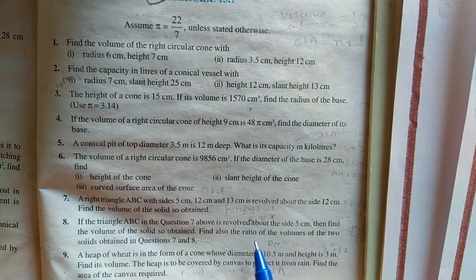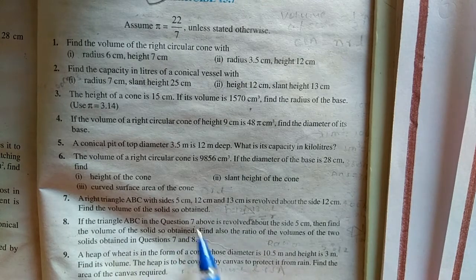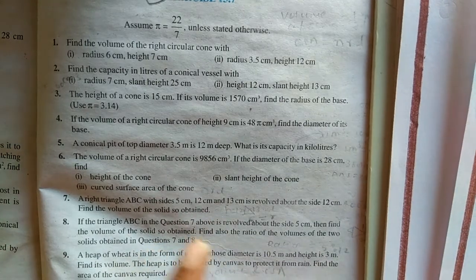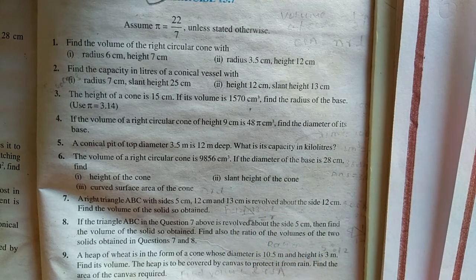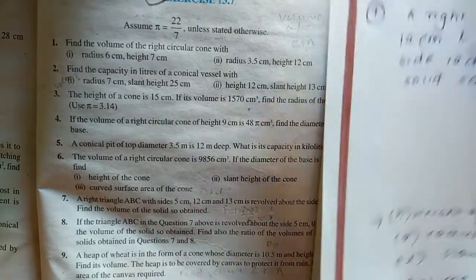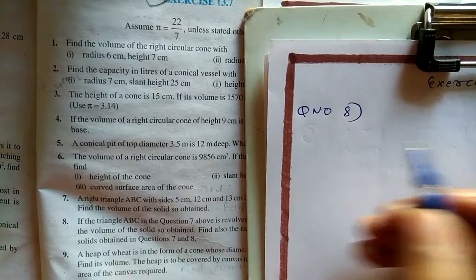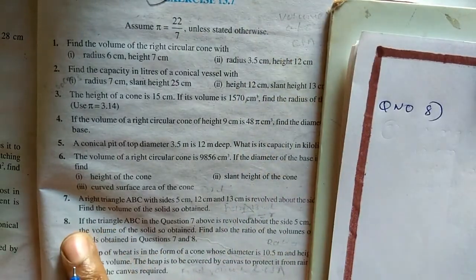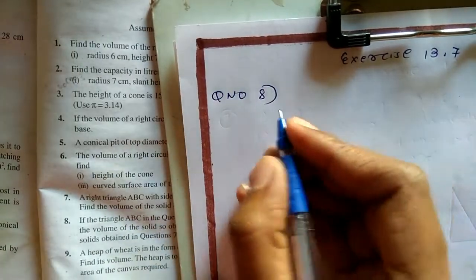Then find also the ratio of volumes of the two solids obtained in question number 7 and question number 8. So first of all, we'll draw the figure once again and find that question later. First, we'll find the volume of the cone which we obtain in question number 8, because the question number 7 volume we already have.